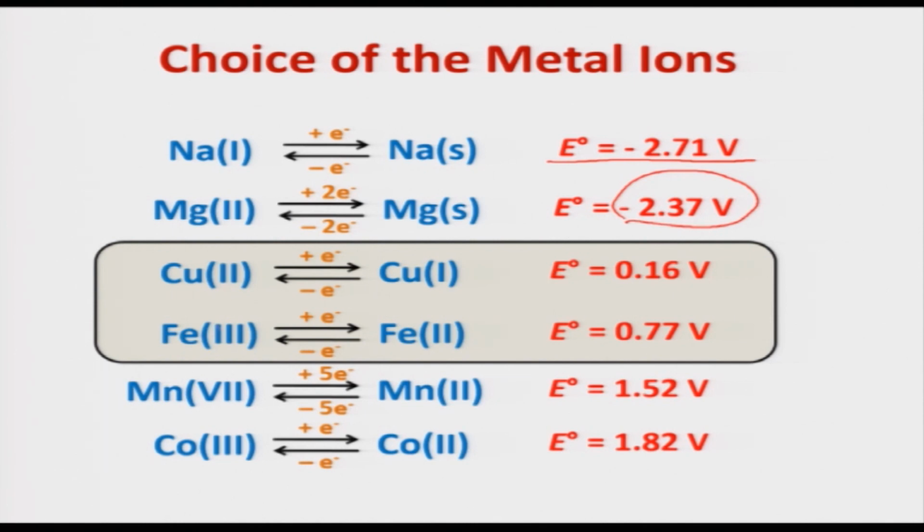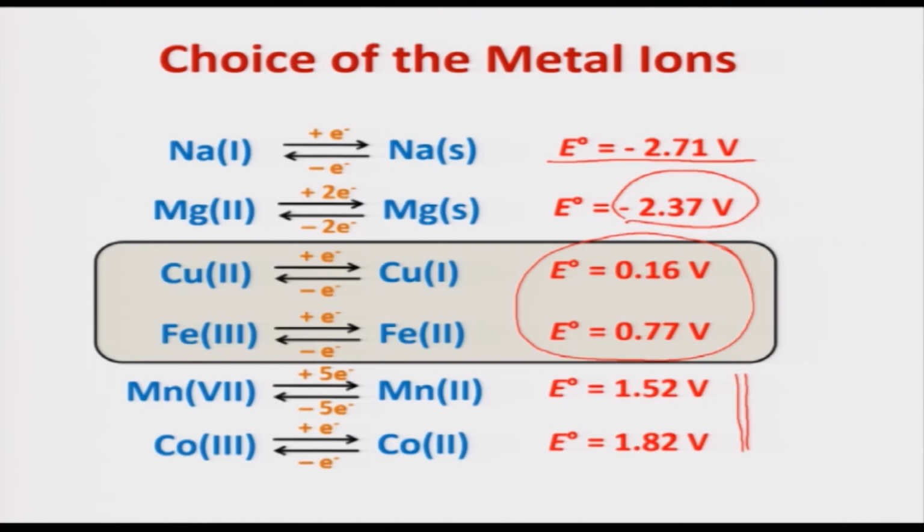And if you look at copper and iron, their potentials are within that range which is called the stability field of water. These potentials are neither too oxidizing nor too reducing, and nature has mostly chosen these metal ions for doing redox activity in the biological system. However, manganese and cobalt potentials are also largely positive, too oxidizing in nature, and nature has not utilized these couples as well.